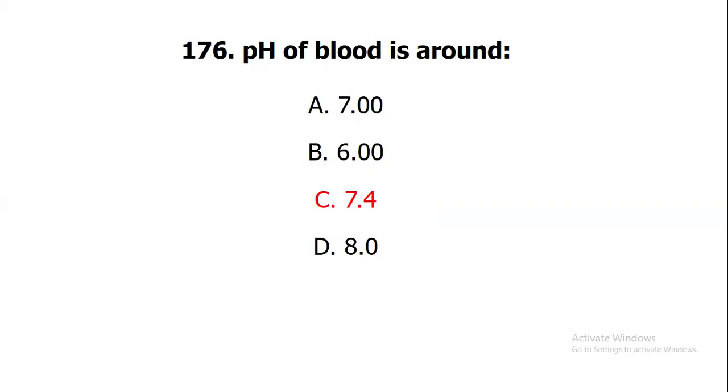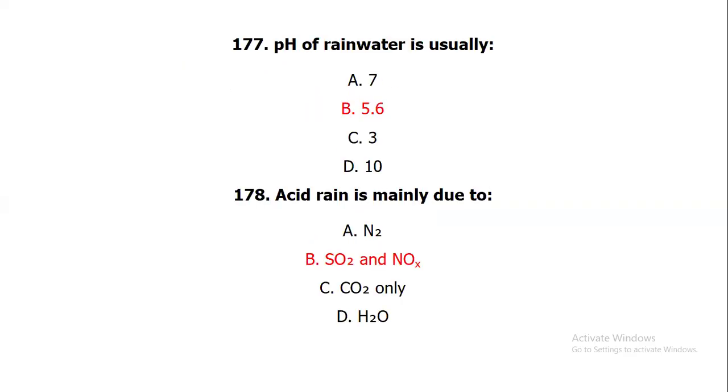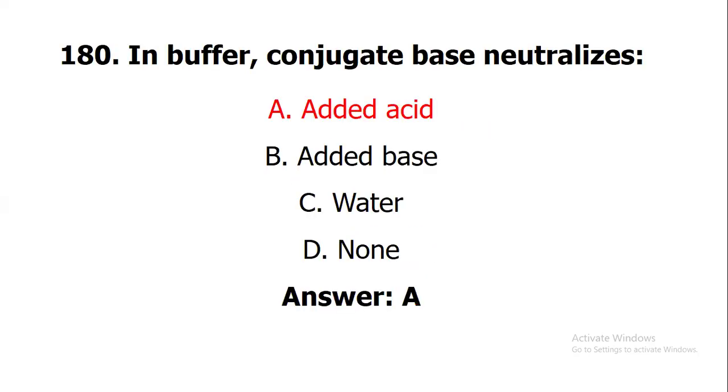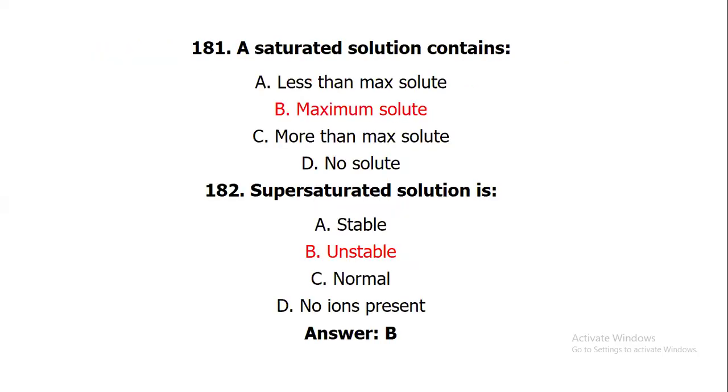pH of blood is around 7.4. pH of rainwater is usually 5.6. Acid rain is mainly due to sulfur dioxide and nitrogen oxides. pH meter measures hydrogen ion activity. In a buffer, the conjugate base neutralizes added acid. A saturated solution contains maximum solute. Supersaturated solution is unstable.